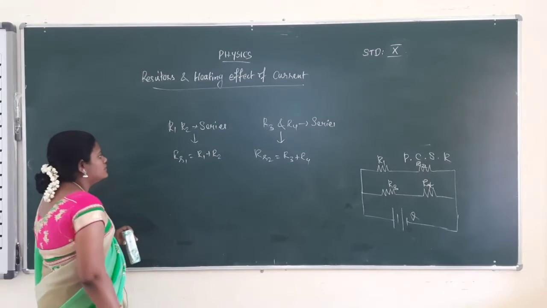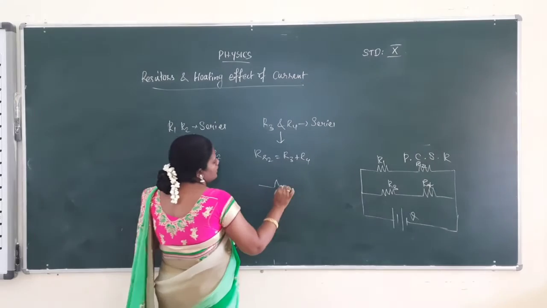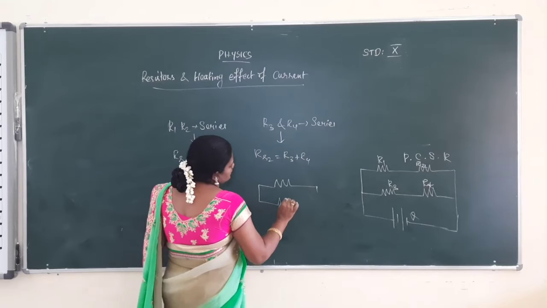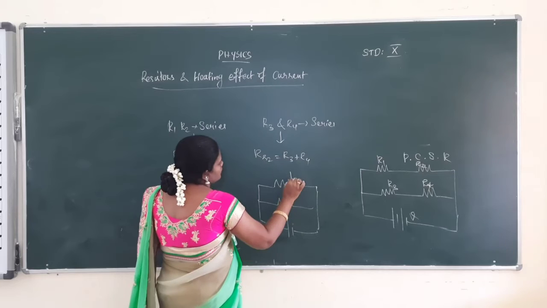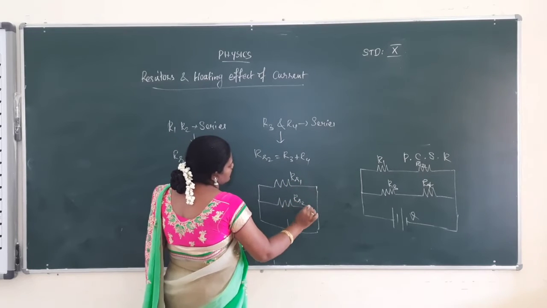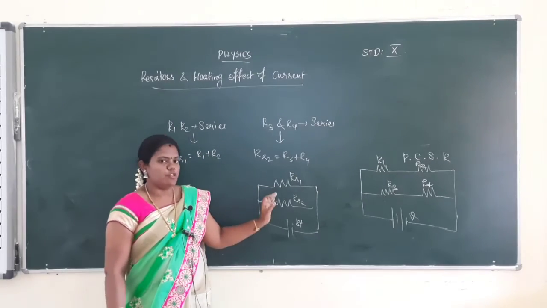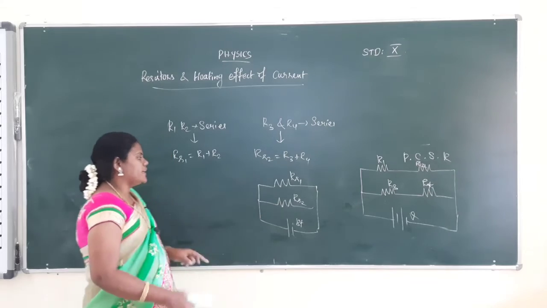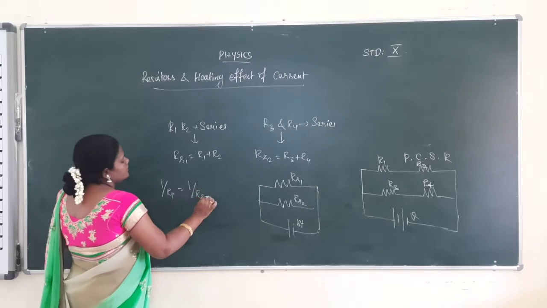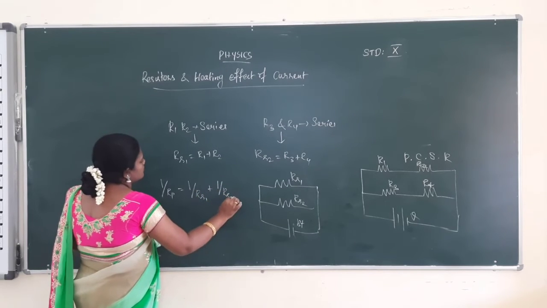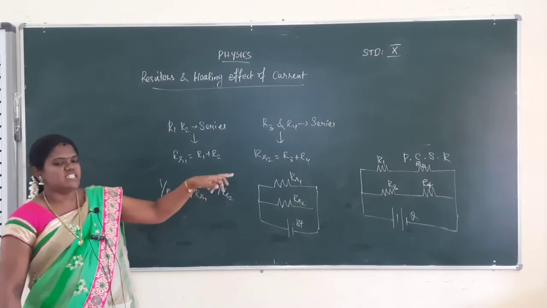Then the circuit becomes Rs1, Rs2 and the battery. So now the circuit is changed into a parallel connection. Rs1 and Rs2 will be connected in parallel. So 1 by Rp is equal to 1 by Rs1 plus 1 by Rs2. Okay. This is the parallel connection of series resistors.